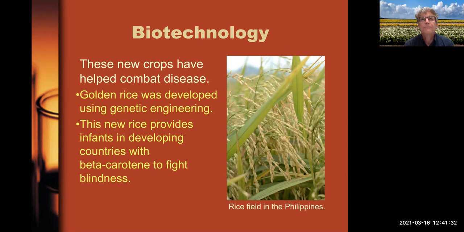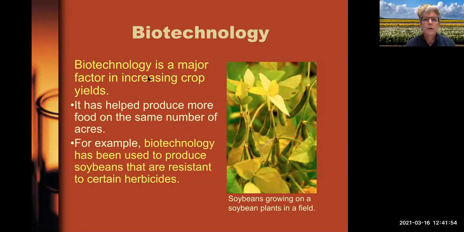You can imagine how emotional that moment must be, particularly when you have been totally marginalized in your village, where you may have been a perfectly productive person, but you went blind. So these are great uses of GMO. I worry about them being used for everyday things. Okay, so here is the example that I was thinking of. Biotechnology is a major factor in increasing crop yields. It has helped to produce more food on the same number of acres. For example, biotechnology has been used to produce soybeans that are resistant to certain herbicides.